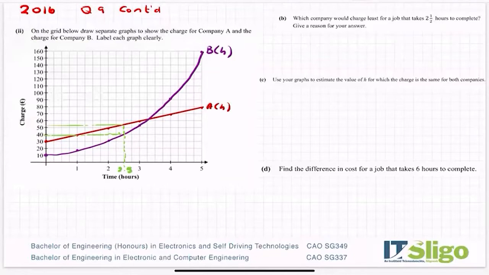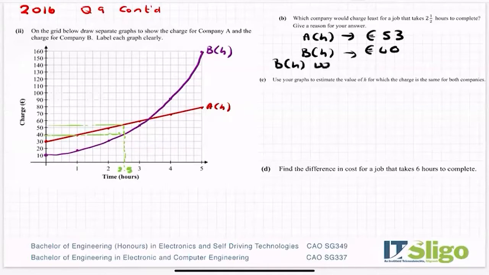Okay, so how would I answer it then? Well, I would say A of H is charging, A of H is my red one. I'm going to say about 53 euros there. And then B of H, which is my purple one, seems to be charging about 40 euros. My lines are a little bit crooked. Okay, which company would charge least? B of H would charge the least. Okay. And that's that answered.